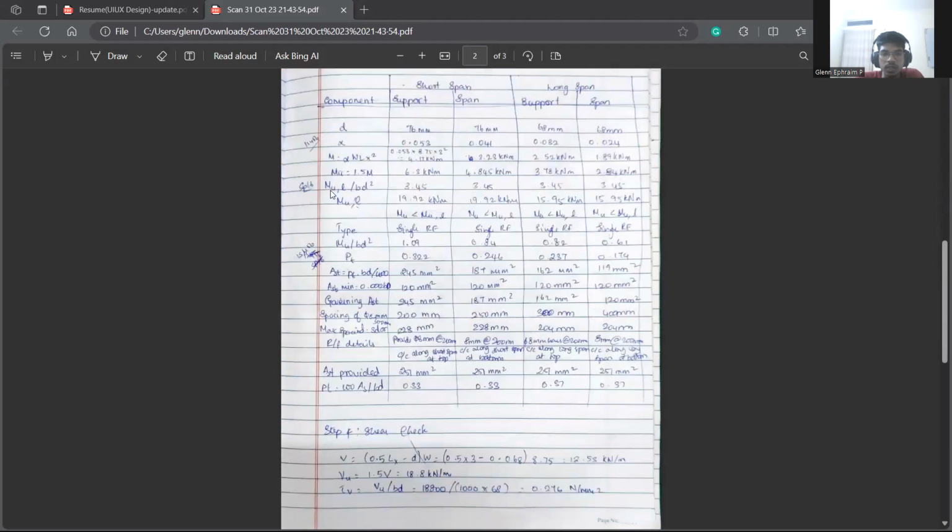Next, we take Mu by bd square. This value we get directly from SP16. If we multiply with b and d square, this bd square and that bd square will get cancelled, so we get the Mu value. For this Mu by bd square, we multiply with b as 1000, d as 76, 76, and here 68, 68. If we multiply, we'll get the answers.